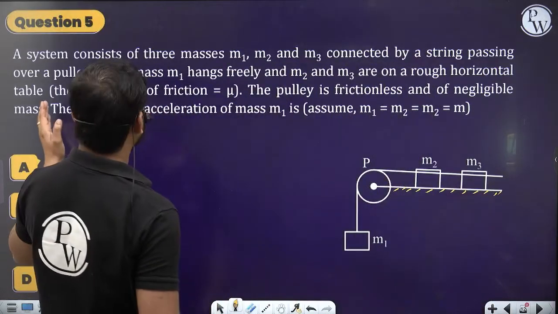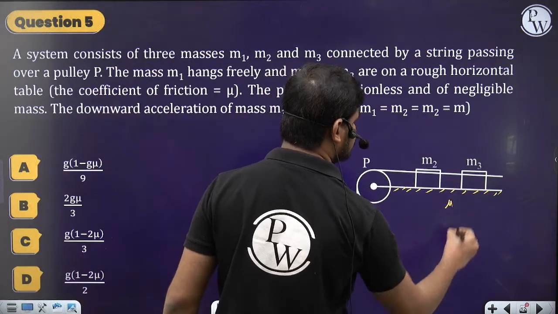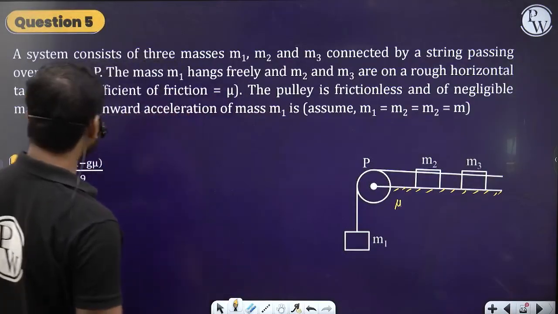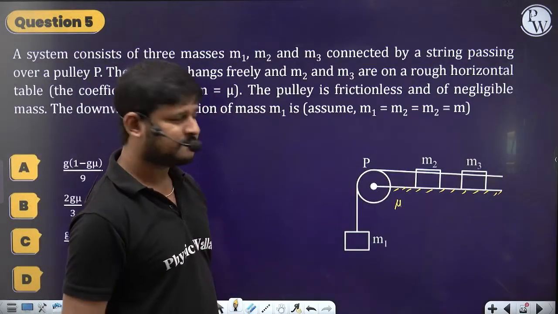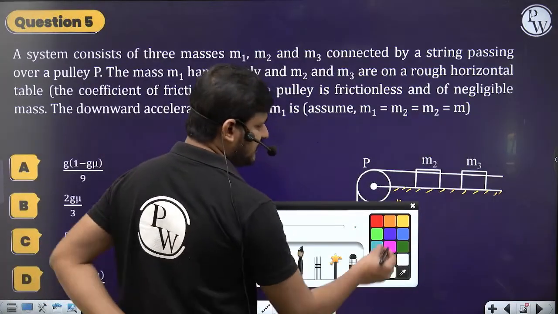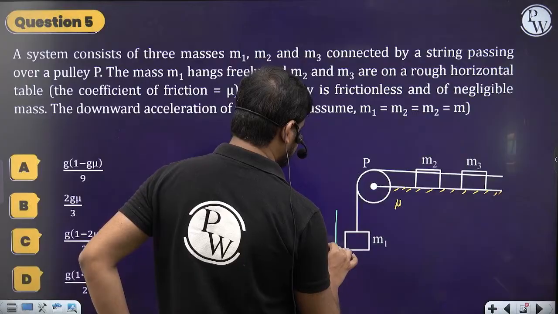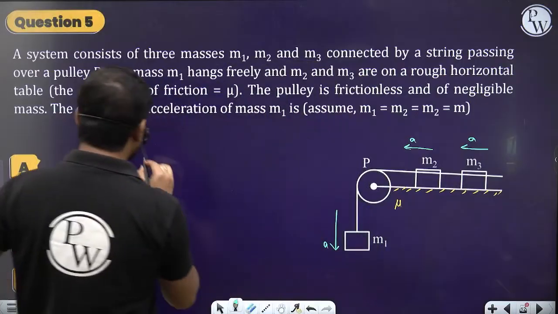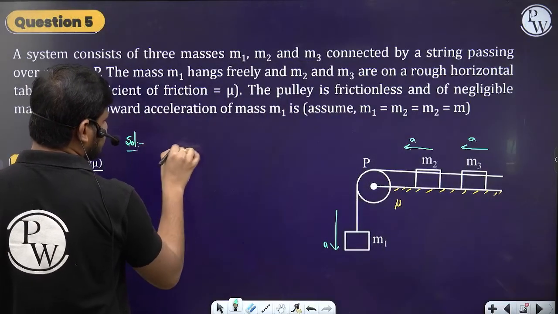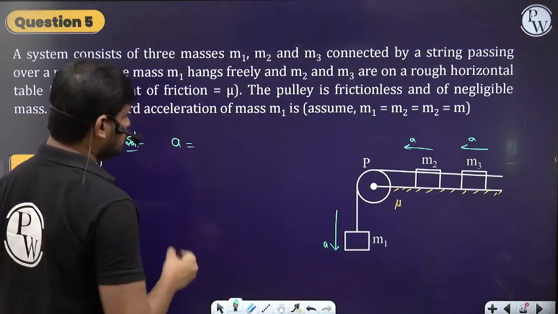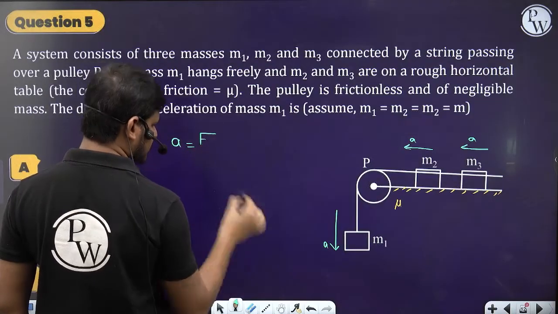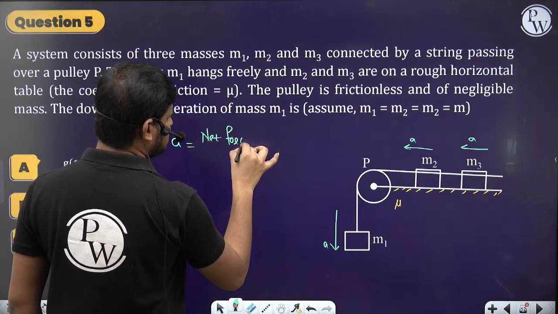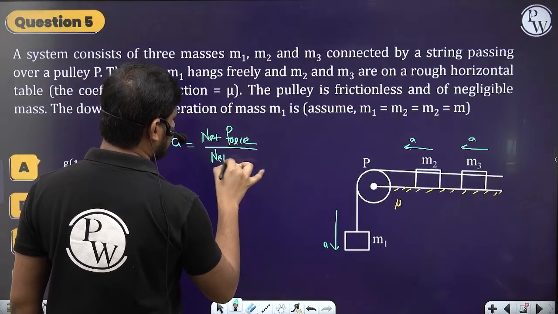Fine. So mu is the coefficient of friction here. The pulley is frictionless and of negligible mass. We need the downward acceleration of mass m1. It is a simple concept. Obviously, its acceleration will be this side, and the others' acceleration will be this side too. In the previous classes, to find the net acceleration we saw a simple formula: the net force by the net mass.